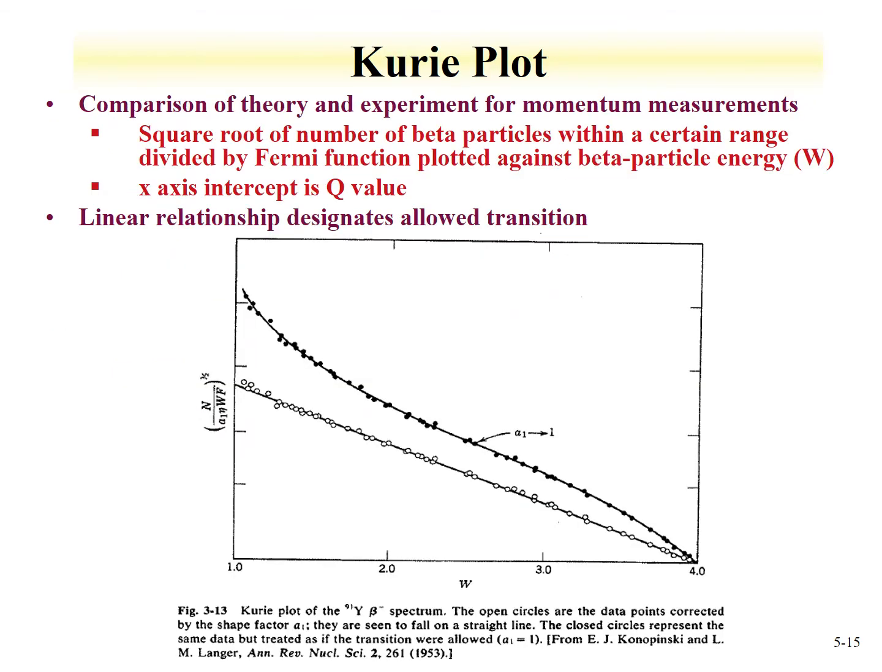There's also another measure of comparing theory and experiment for momentum measurements, and that's called the Kurie plot. We're going to briefly describe this, but it's fundamentally the square root of the number of beta particles within a given range divided by the Fermi function, and I plot that against the beta particle energy. If the relationship is linear, such as here, that's going to be an allowed transition. If it's nonlinear, that's going to be a forbidden transition. The other thing that's an observation of the Kurie plot is that the x-intercept winds up being the Q value for the decay.